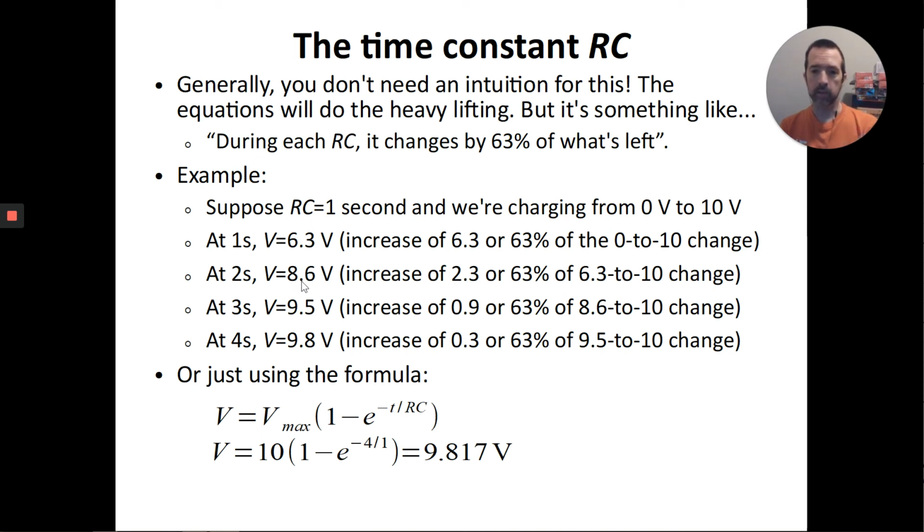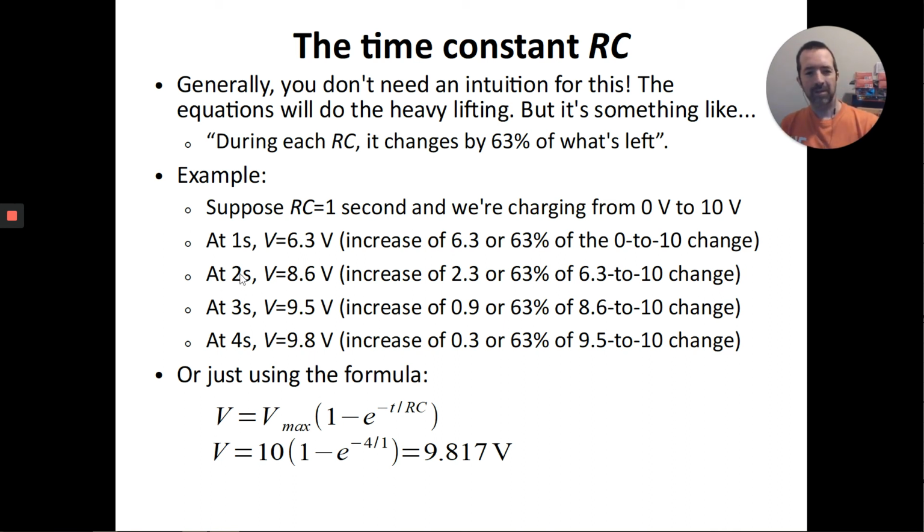And the next time constant, what's left is 8.6 to 10. So I take 63% of that. That's 0.9. So I increase by 0.9, that gets me to 9.5. And so on and so on. So again, you can see the steps get smaller and smaller.